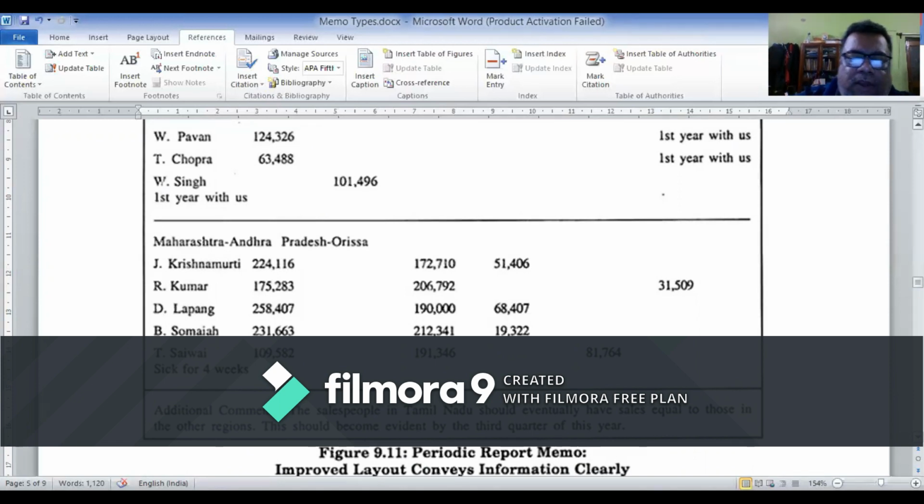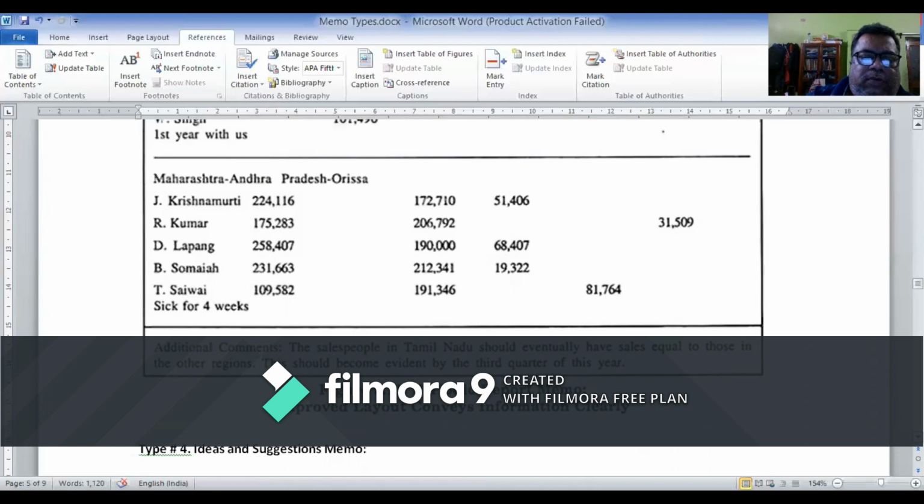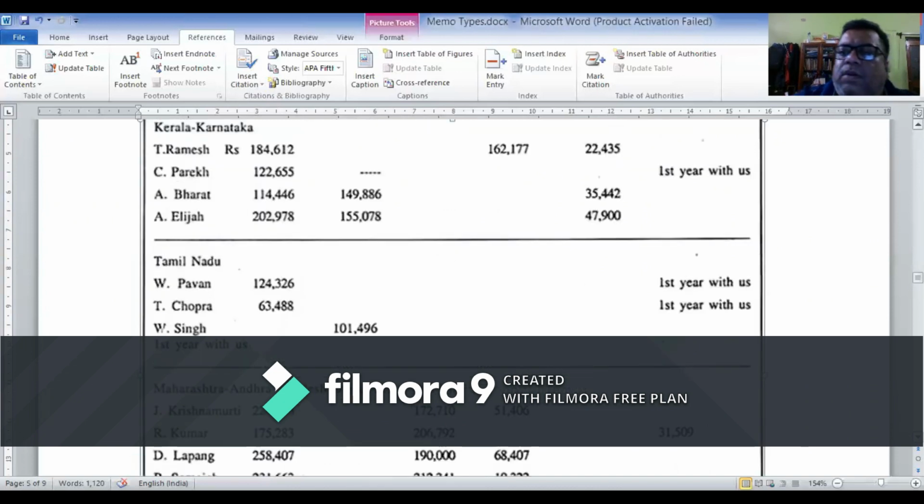So this is a very good illustration of a periodic memo, which is concise, crisp, and something which you can immediately make comparisons. So the decision maker doesn't have to wait even a minute to figure out whether this is the memo which he'll be requiring. Okay, so this is how a periodic report should be written.